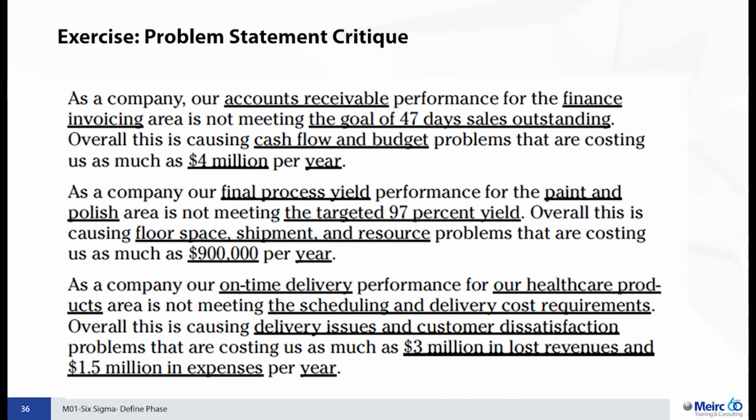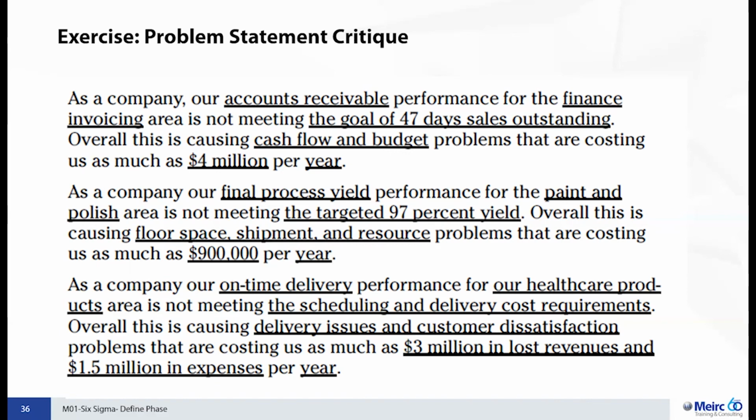As a company, our accounts receivable performance for the finance invoicing area is not meeting the goal of 47 days sales outstanding. Overall, this is causing cash flow and budget problems that are costing us as much as $4 million per year. So you can see here the area, which is accounts receivable. They're facing some trouble collecting money, right? Which is a problem for companies because of that, they have to borrow money to pay for their liabilities and to ensure their cash flow is positive. Because of that, they're incurring $4 million per year.